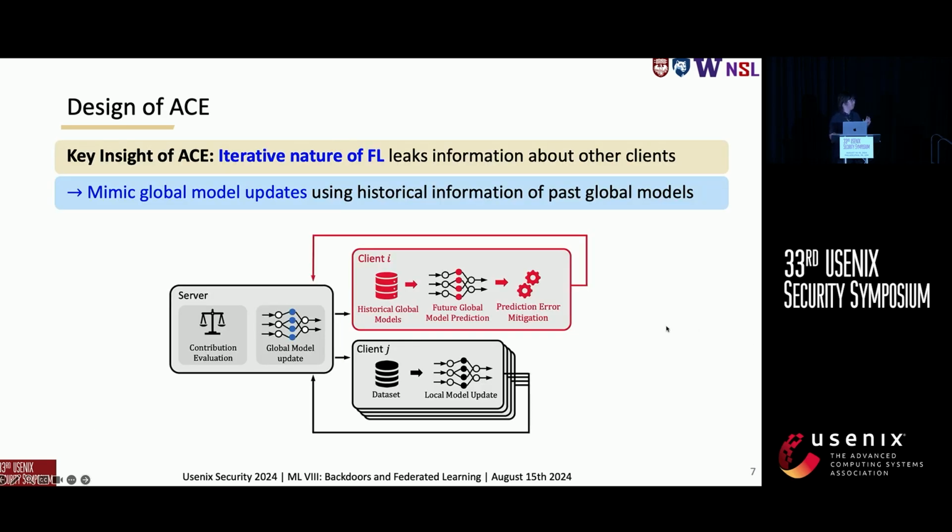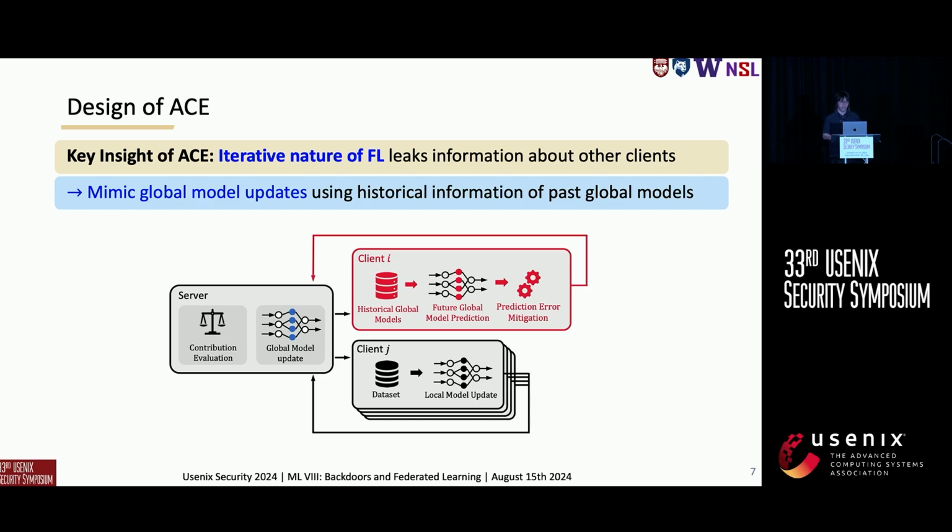However, although this one is successful in the benign case, those contribution evaluation methods may fail to realize that, due to the iterative nature of federated learning, the aggregated global model will contain the information of other high-quality clients. So the attacker can leverage this information to get a better local model update and hence hack the reward and get a higher reward value.